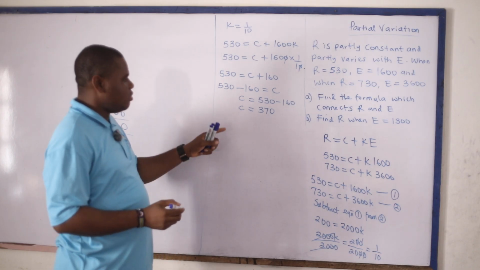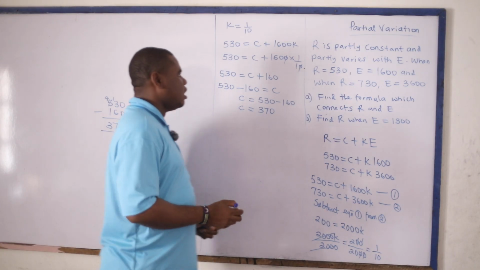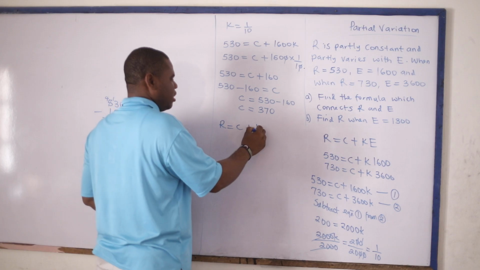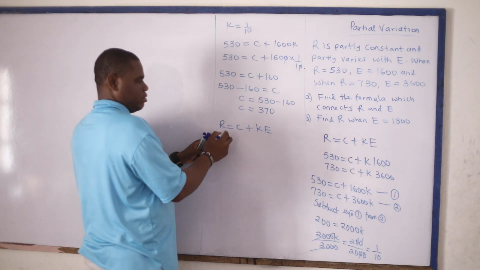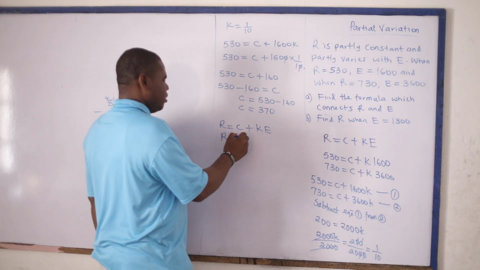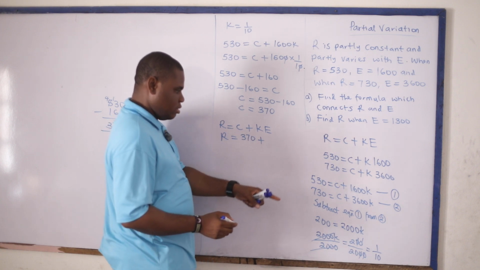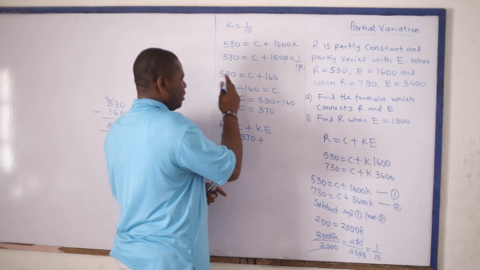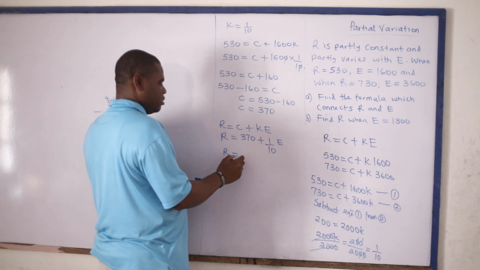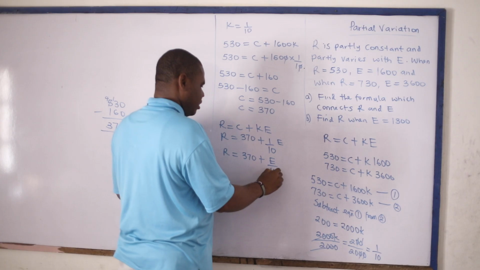The question says, find the formula which connects R and E. We have R equals C plus KE. R equals the C we had, which is 370, plus the K, which is 1 over 10, so 1 over 10 E. Finally, this is R equals 370 plus E over 10.